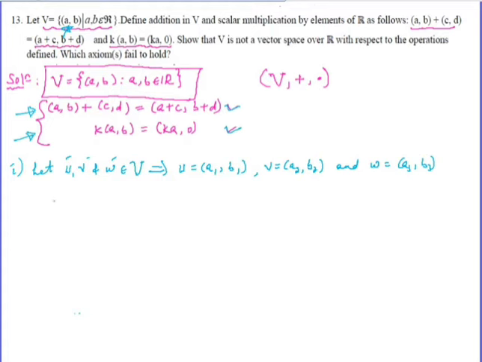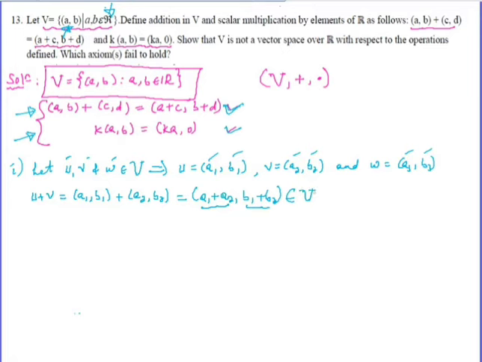So let's go to the first property. Is there the closure property? U plus V is (A1, B1) plus (A2, B2). This is defined in the first place in this way: (A1 plus A2, B1 plus B2). Imagine A1, B1, A2, B2, A3, B3 are elements of the real numbers. If these are real numbers, their sums are also real numbers. Sum of real numbers is again a real number. So U plus V is in V. Therefore, the first property is satisfied. There is the closure property. Okay, there is no problem on the first part.